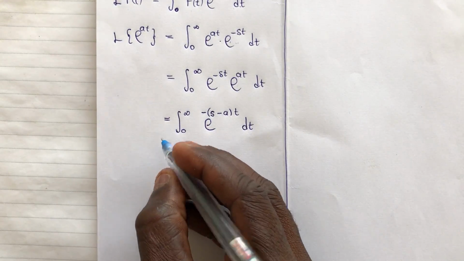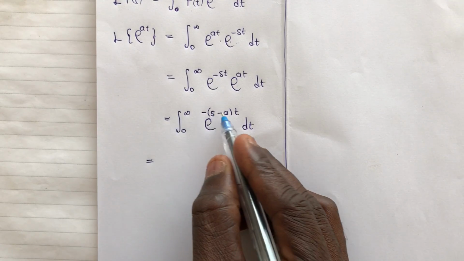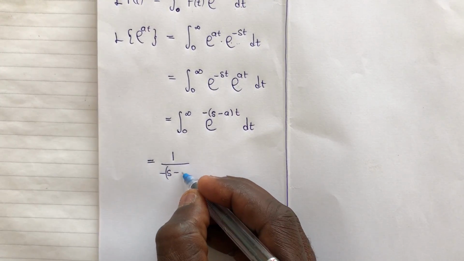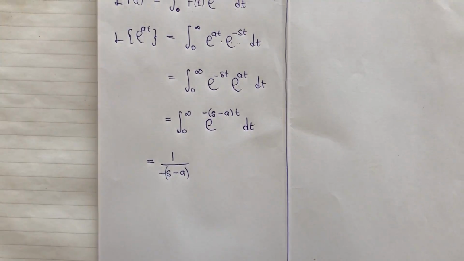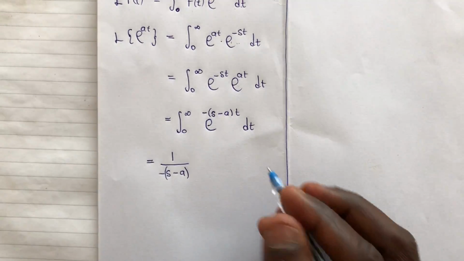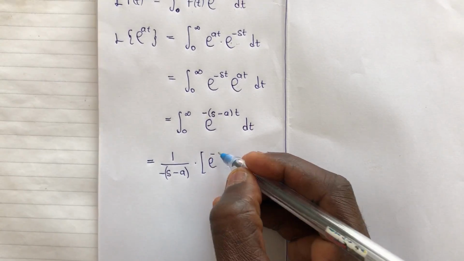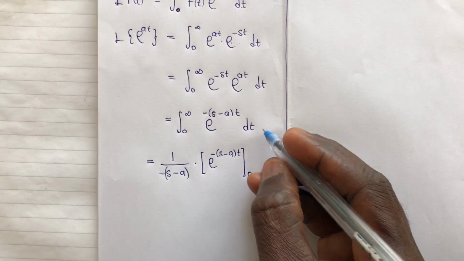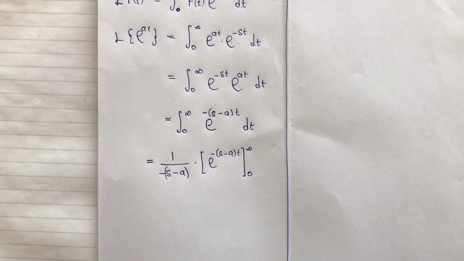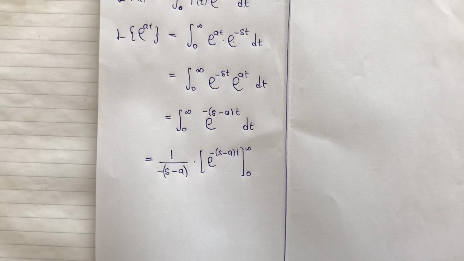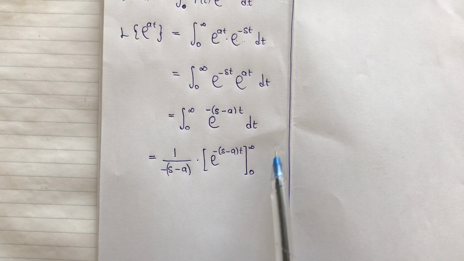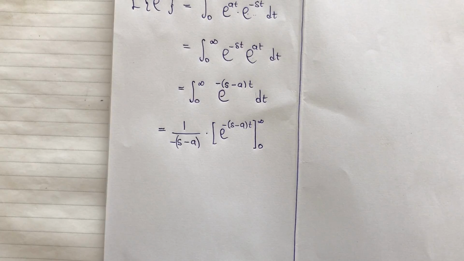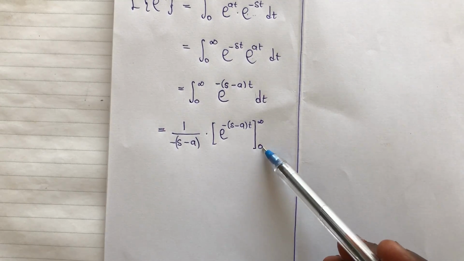So the integral of this is giving us, now let's integrate this. We have 1 over minus s minus a, then we introduce our upper and lower limit times e to the power minus s minus a t, all to the upper and then the lower limit. So now we have integrated the function. You get rid of what? dt. It is gone.